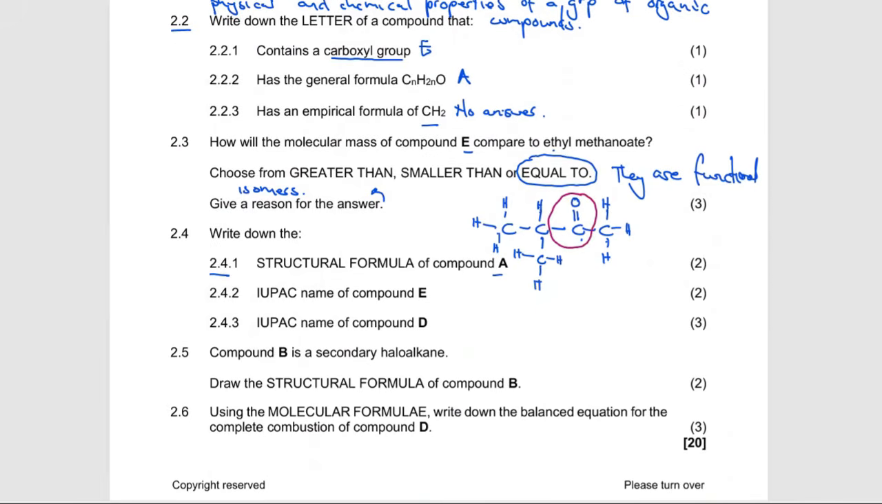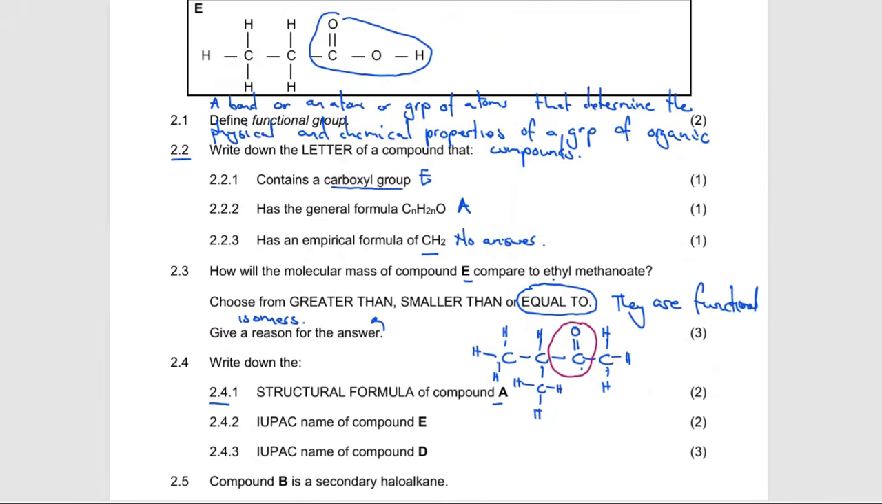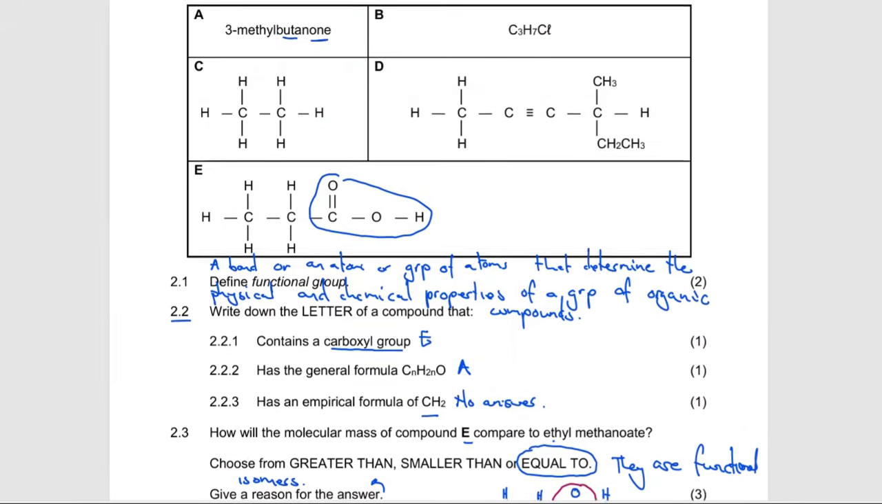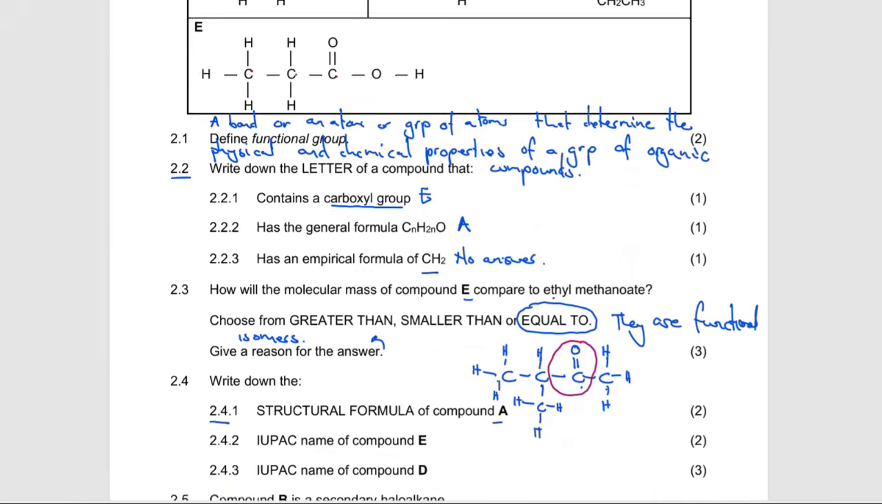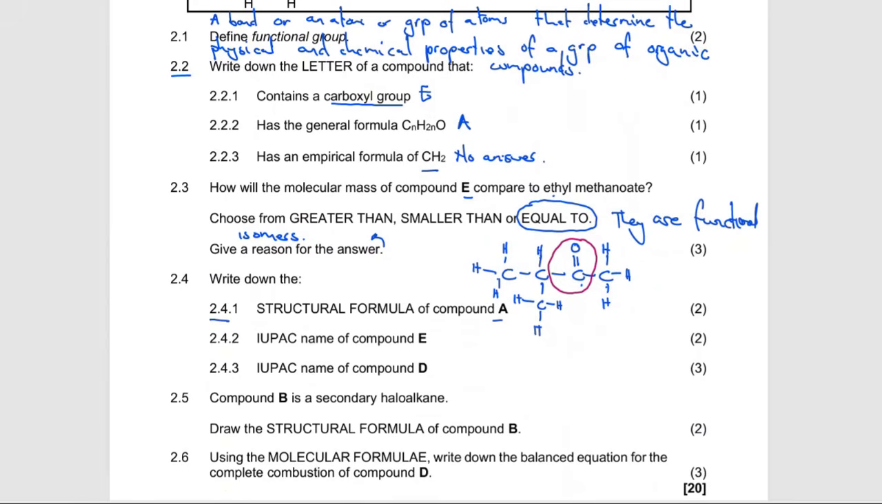Then moving on to 2.4.2, it says the IUPAC name of compound E. So we're looking at E there, right? In terms of our E, we can see it falls under carboxylic acid, right? In terms of our carbons there, we have 1, 2, 3. So the longest chain is 3 carbons, so it's propanoic acid. So the IUPAC name of compound E is propanoic acid, like that.